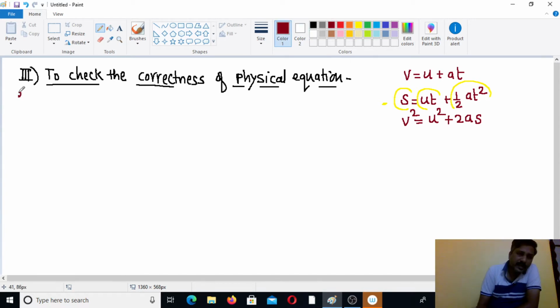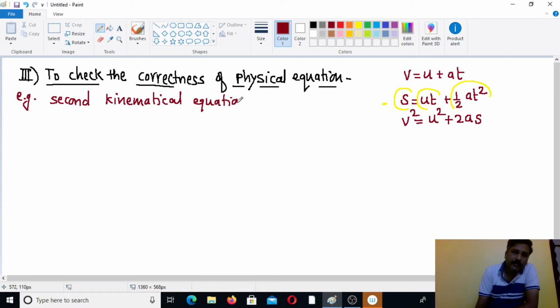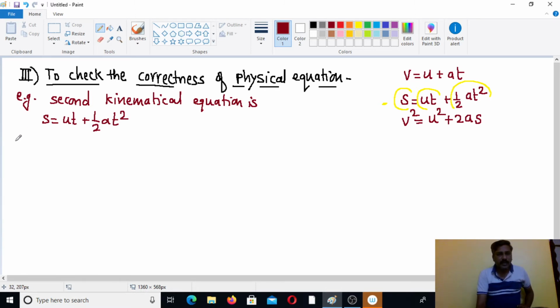Okay, so I will write here the second kinematical equation. Kinematics is a branch of physics where we study the motion, and these are nothing but the Newton's equations of motion. There are three equations of motion. For example, the second kinematical equation is S equals UT plus half AT square. Here what does S mean? S is my displacement. So I will mention here, S is my displacement.